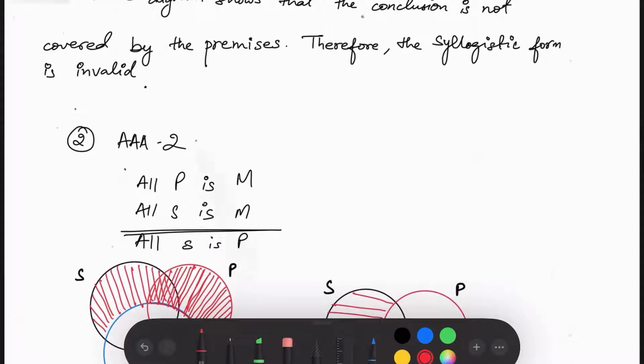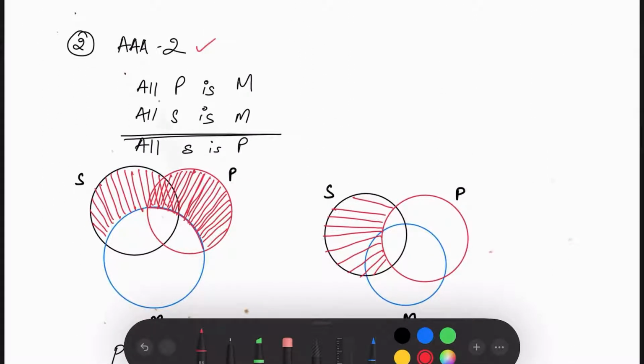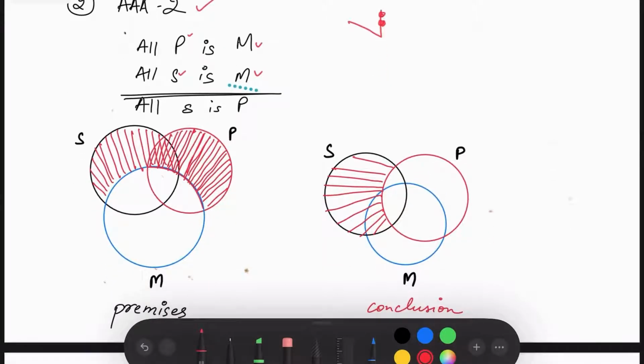Now in AA2 also, again if you see all, and then again you know the second figure. In the second figure the middle term is here, and you know the major, P, will always come first followed by S, and the conclusion is all S is P. So if you see the diagram here also, P and M. Now here it is talking about P and M. So all P, this whole P part will be shaded. Next is all S is M, so the S part will be shaded.